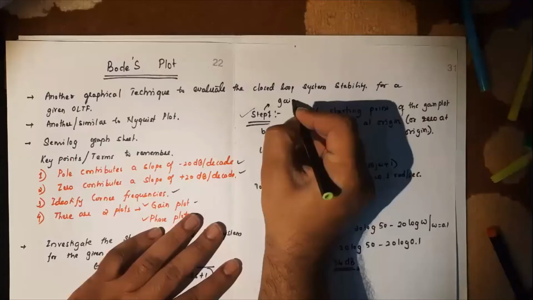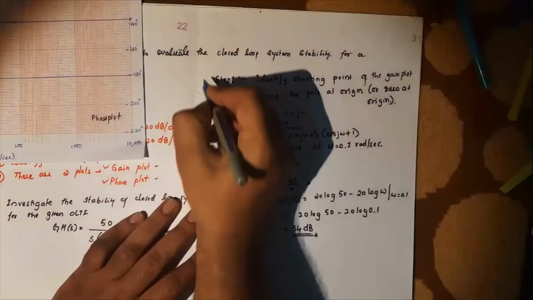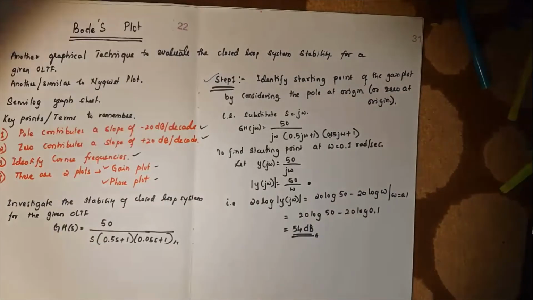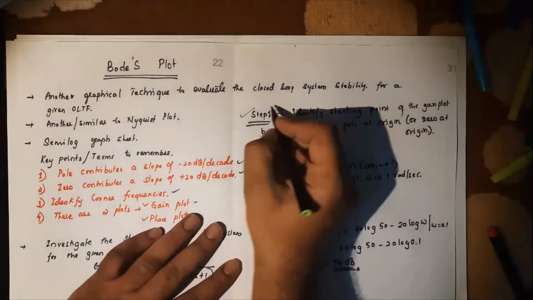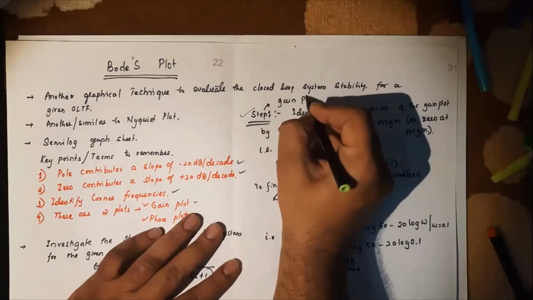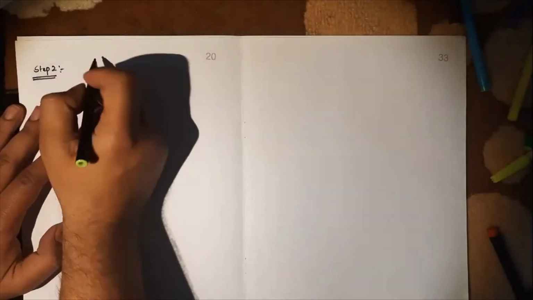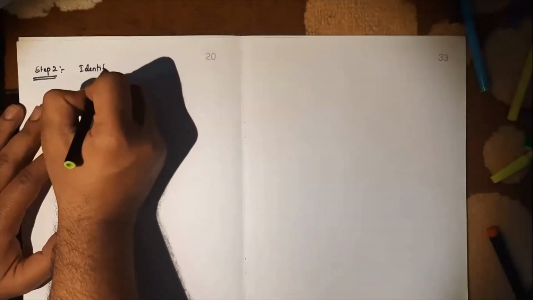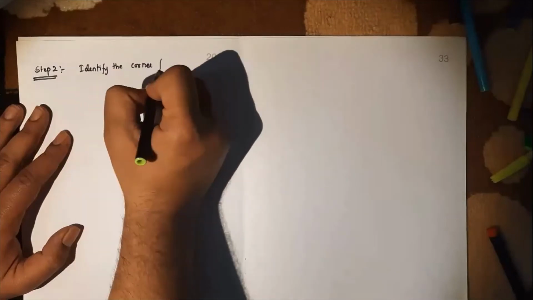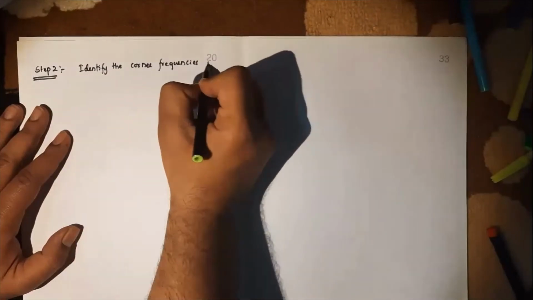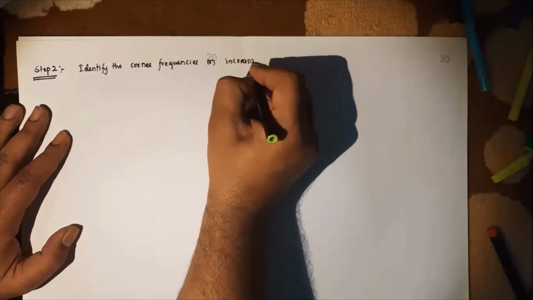Then we will proceed with step 2 of the gain plot. This is the starting point of the gain plot. Step 1 is done. Step 1 is about the gain plot. Next, move on to step 2. So step 2 is very easy, and at a stretch we will finish the gain plot. So let us see how it goes.